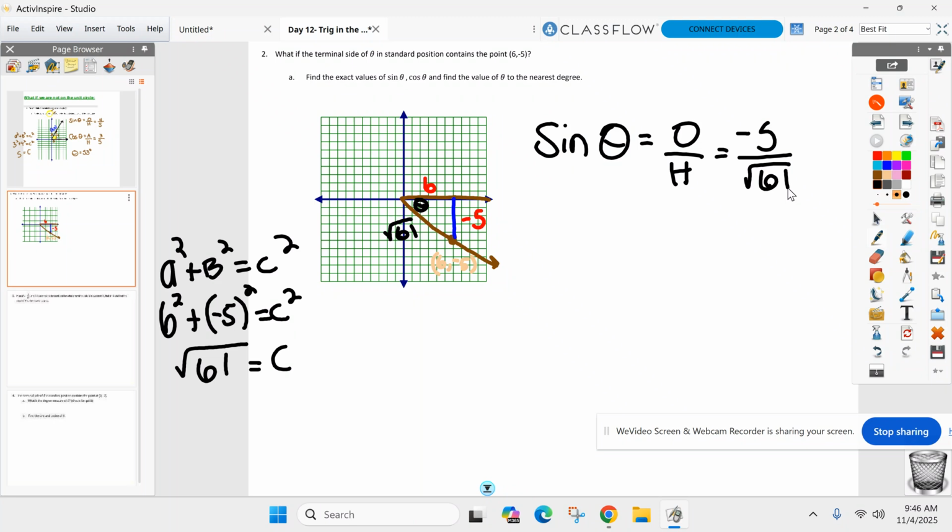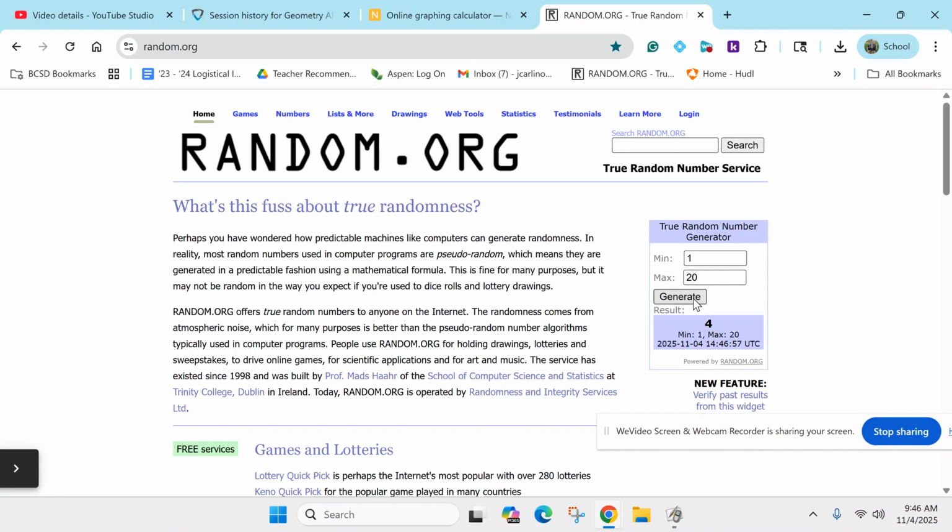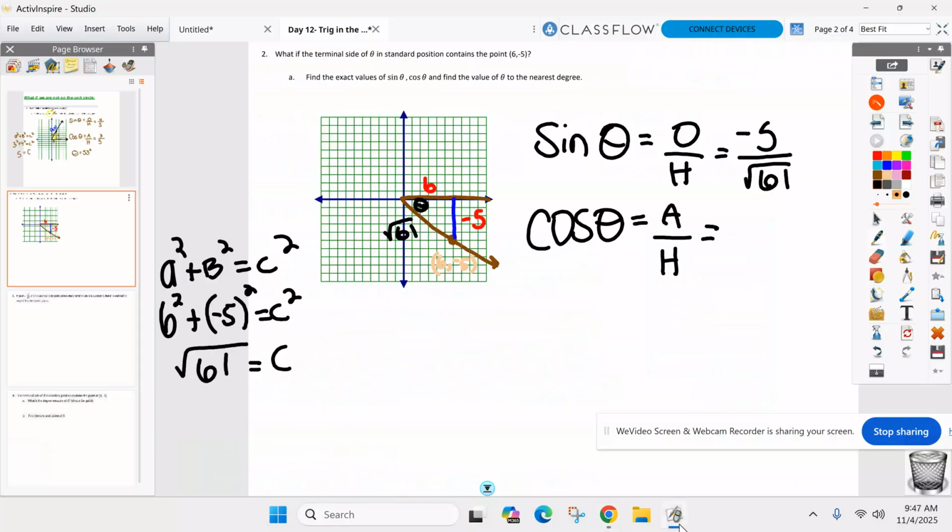Makes sense. Now we're about to find cosine. Predictions? Predictions before we even find the darn thing. Is it going to be positive or negative? That's how this works. A over H. Chris, adjacent. 6 over radical 61. Oh, came out to be positive. Shocker. Shocker, because cosine's positive in the fourth. Good.